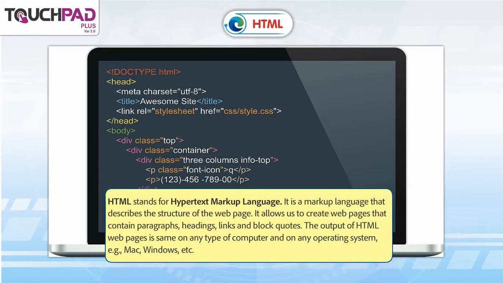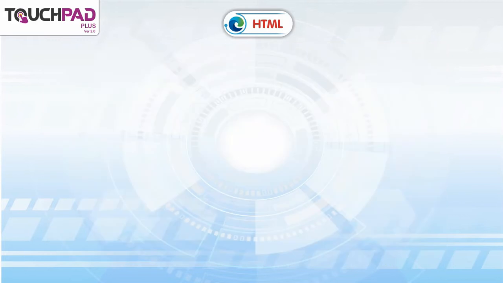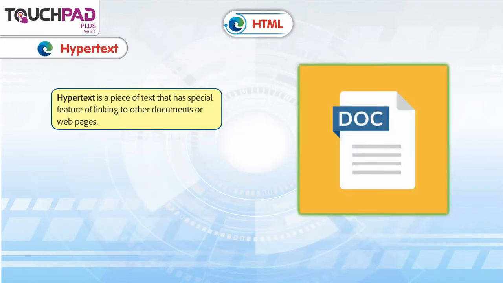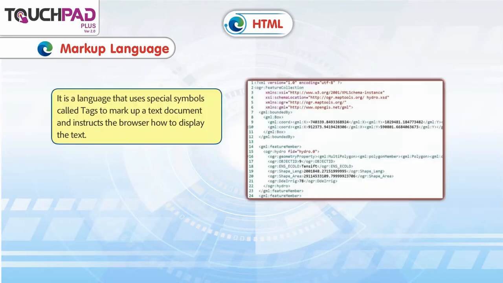Example, Mac, Windows, etc. Hypertext. Hypertext is a piece of text that has the special feature of linking to other documents or web pages. Markup language. It is a language that uses special symbols called tags to mark up a text document and instructs the browser how to display the text.